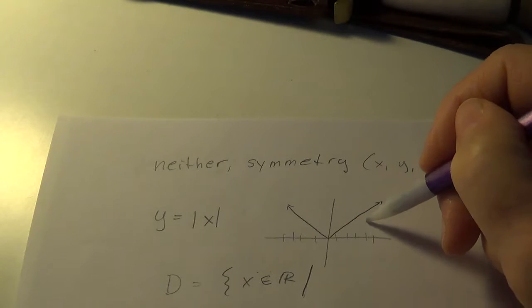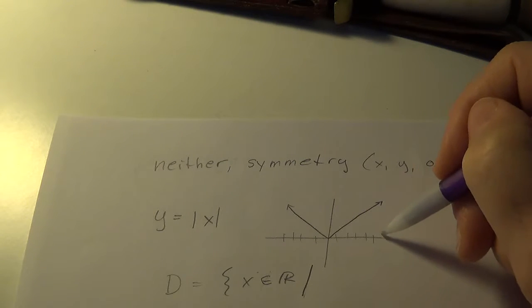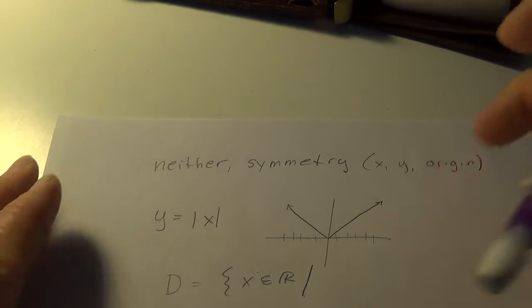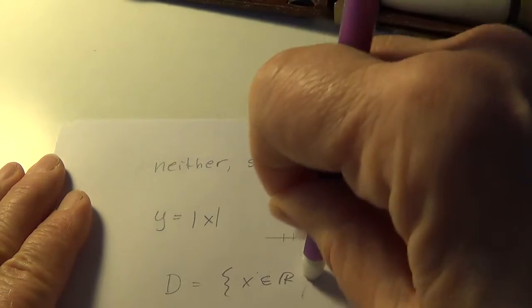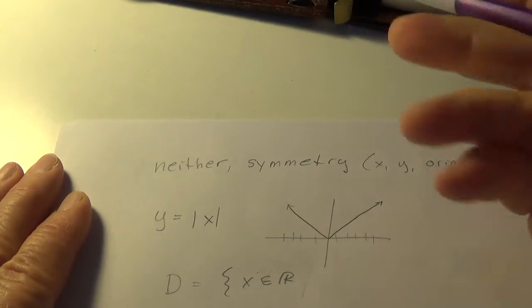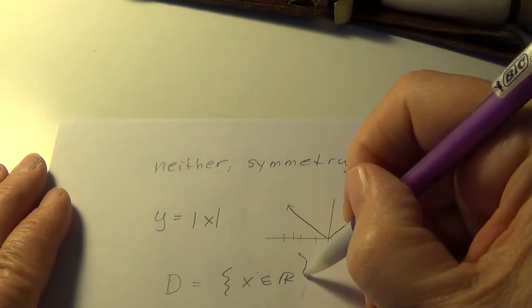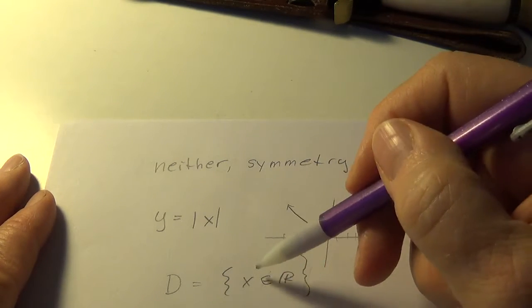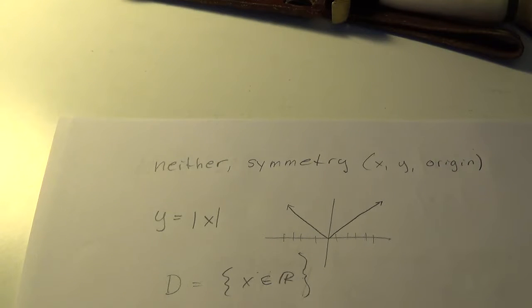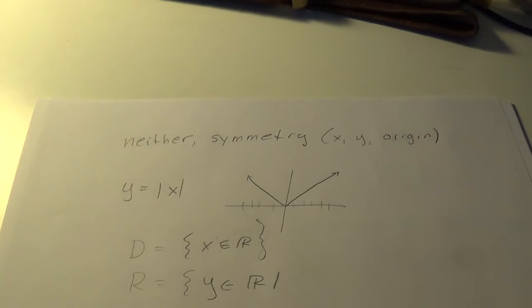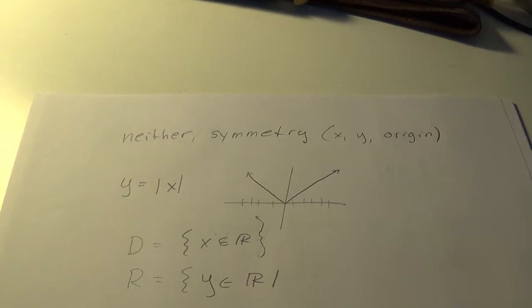If I go up or down, will I meet this graph for all values of x? I will. So to communicate that, we don't need our "such that" line. We can just close the brace, and everyone knows that the domain, x is an element of reals, tells you that all real numbers are in the domain. Then we go to the range.